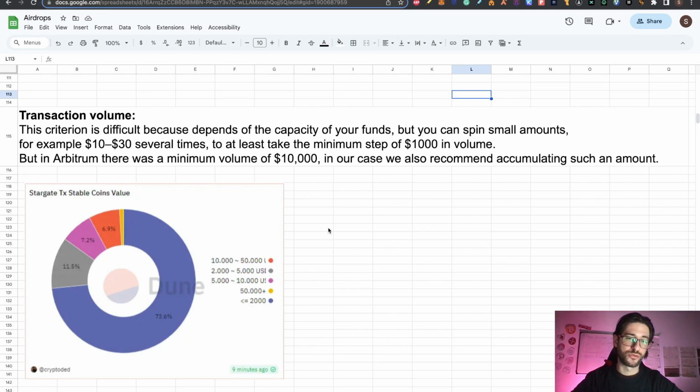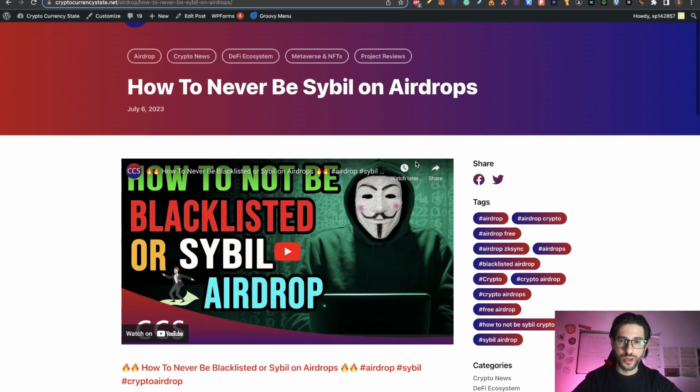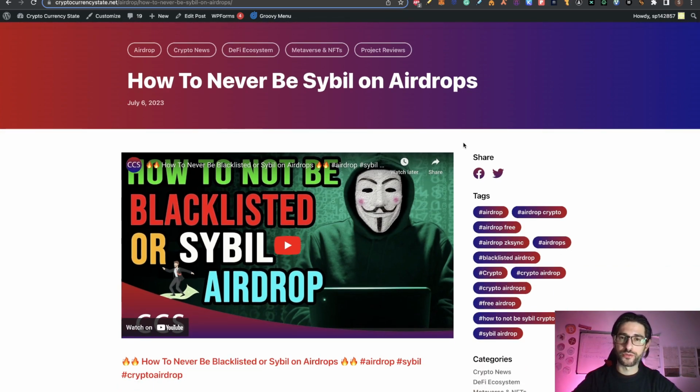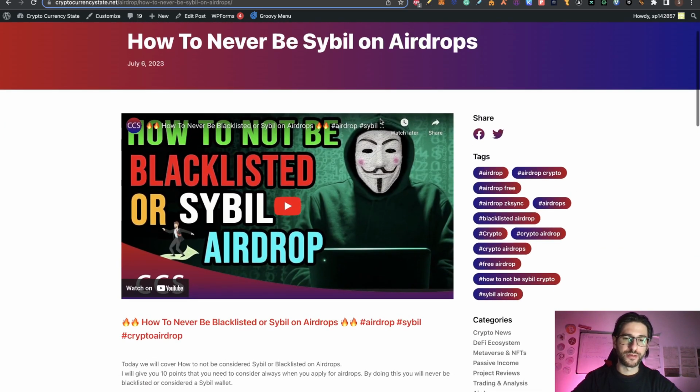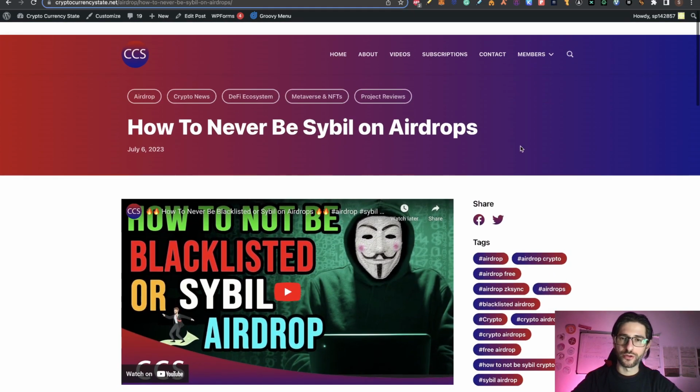So my recommendation is always, in all the wallets, try to use the max amount of volume that you can. And talking about volume, it's important for you to remember how to never be considered a Sybil or blacklisted for an airdrop, and volume is one of those aspects. If you are transacting $1 or less in layer 0, you are probably going to be considered a Sybil because it's not a normal or human action. So please also check this video on how to never be Sybil or blacklisted for an airdrop. I put 10 things that you need to consider for that. So everything is here on my video. Please go and check it. It's a very important topic.